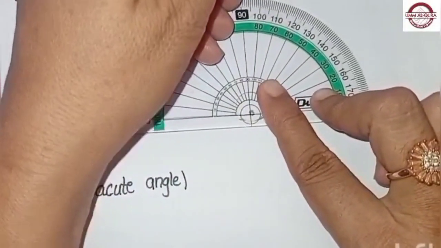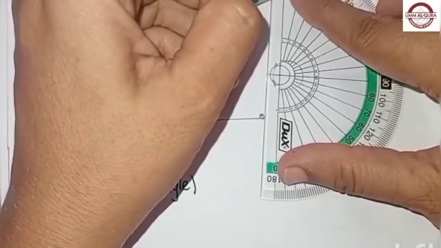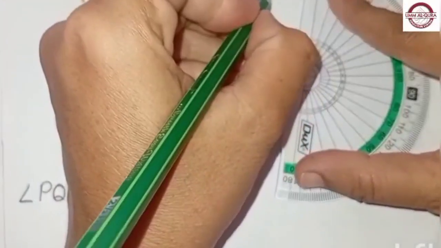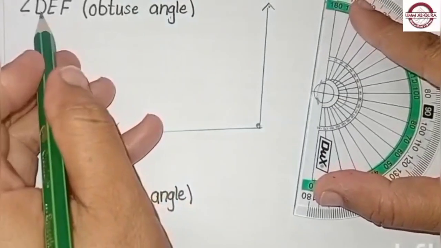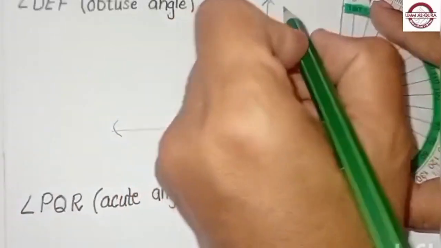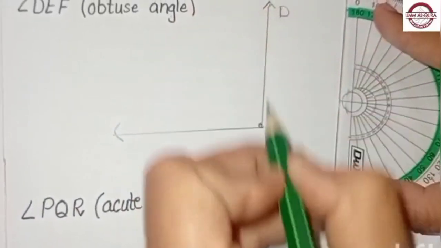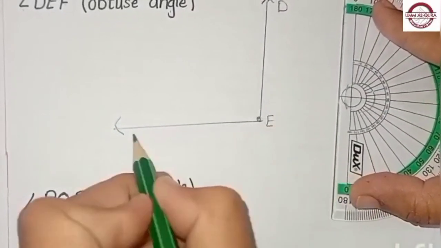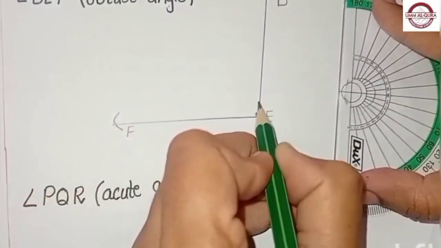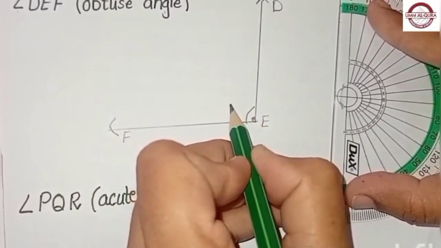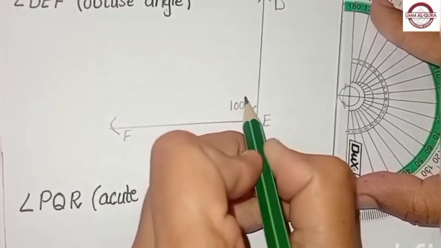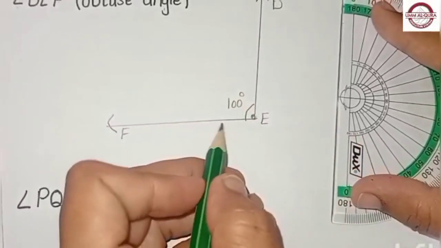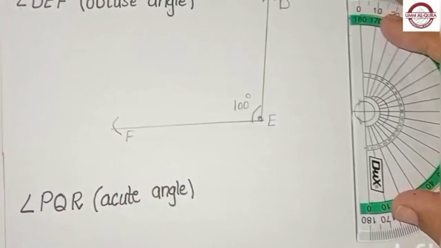We put a point here, join this line and put an arrow here, and we will write the name of this angle DEF. First write D, then E, then F. This is greater than 90 degrees, 100 degrees. This is an obtuse angle because it is greater than 90 degrees.